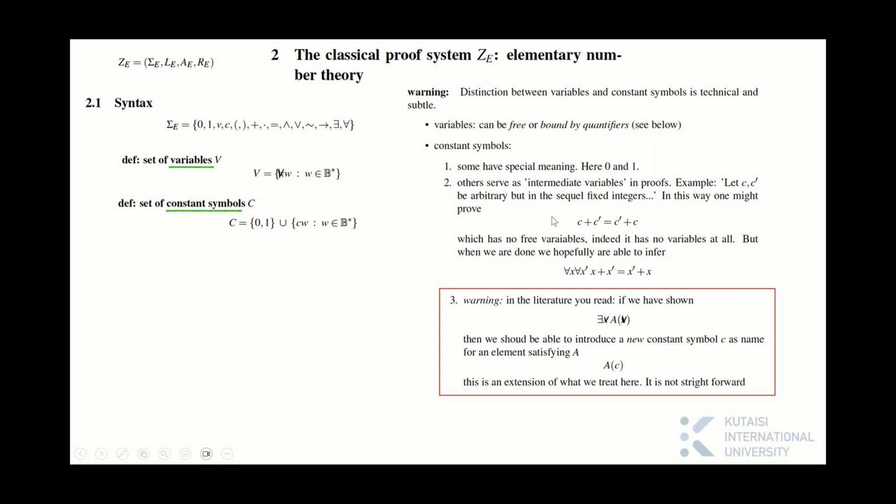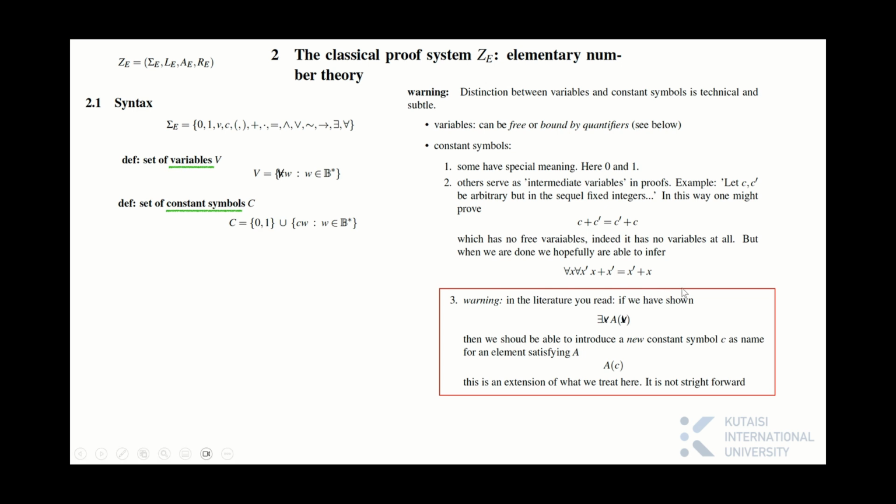So think of it this way. When you prove that I took some constant c and some constant c prime, and c plus c prime equals c prime plus c, I proved this. That means that for any x and any x prime, x plus x prime is x prime plus x.